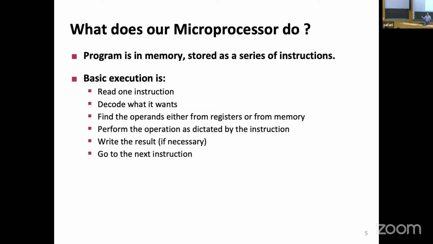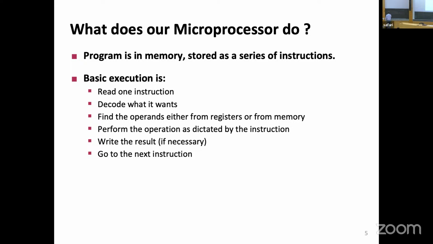The next step: most of the instructions we talked about require operands. We want to take two operands, merge them, create something else. So we need to find where our operands are. They could be immediates, meaning that they could be encoded in the instruction. They could be registers, or they could be read from the memory.